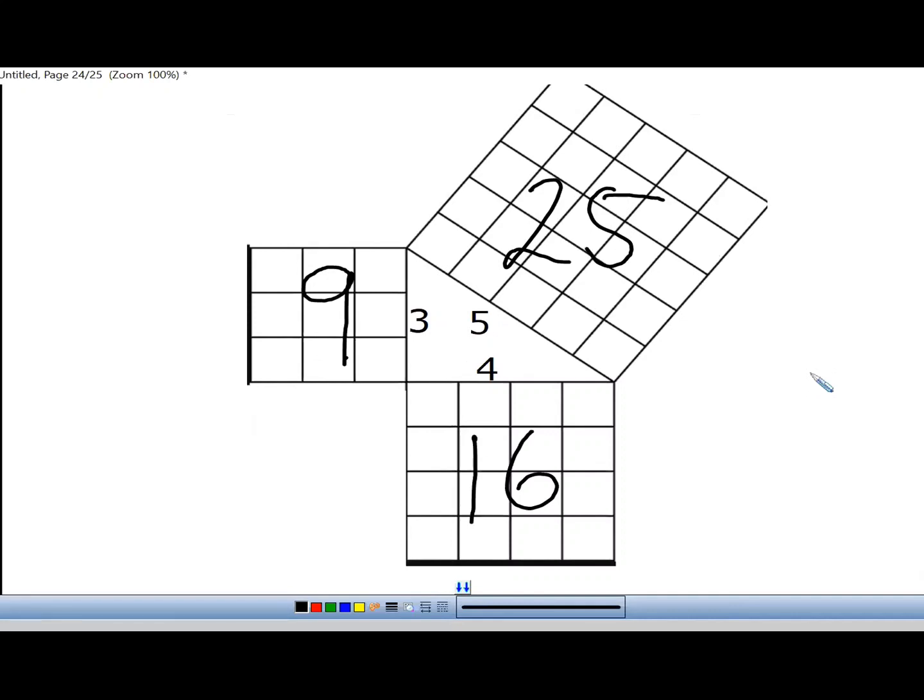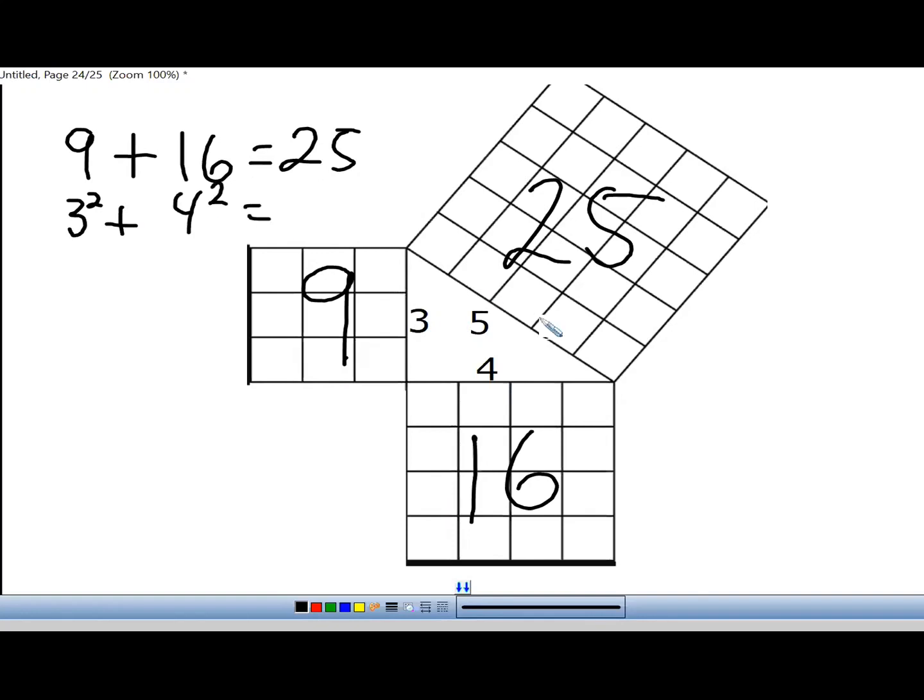Does everybody see it now? Is there a relation? Yeah? Yeah. 9 plus 16 equals 25. Where did we get 9? Well, it's 3 times 3, or 3 squared, plus 4 times 4, which is 4 squared, equals 5 times 5, or 5 squared. And this is what we know as a squared plus b squared equals c squared. And that's where we get our Pythagorean theorem.